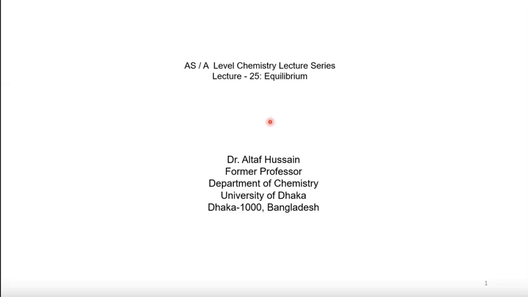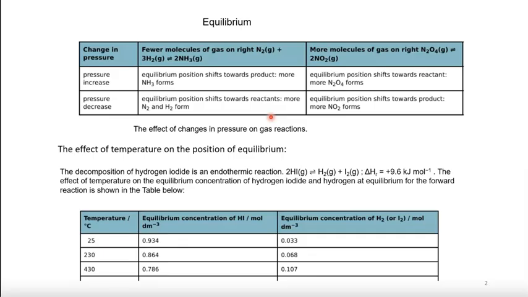The last lecture was on A-level chemistry. It was the 24th lecture, on chemical equilibrium, and this 25th lecture is a continuation of the 24th. So we talked about equilibrium, and we also talked about what happens to equilibrium if we change the pressure and temperature, etc.